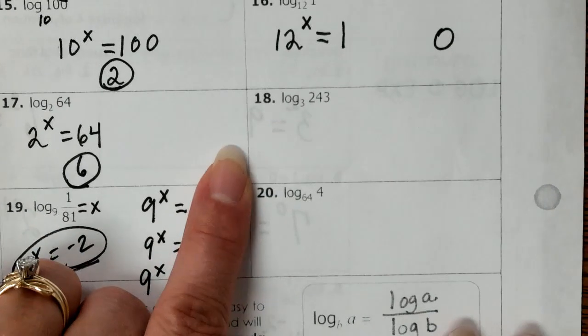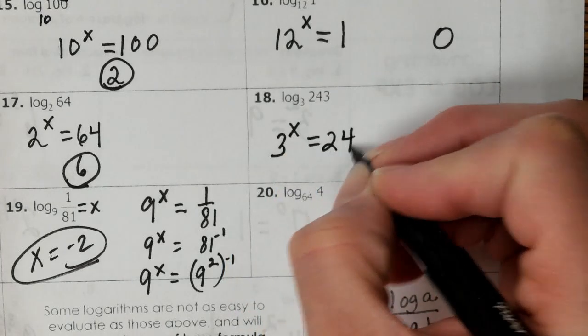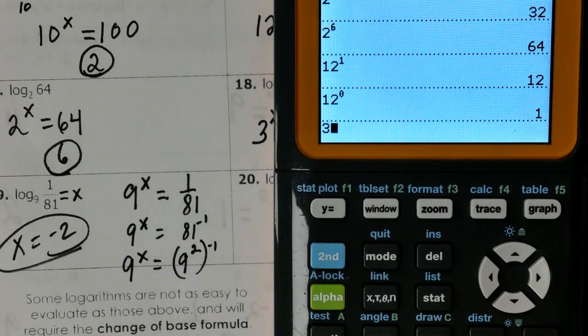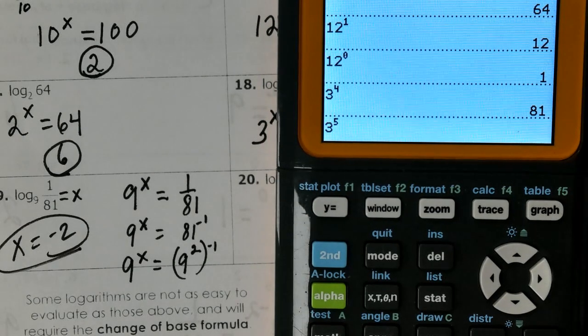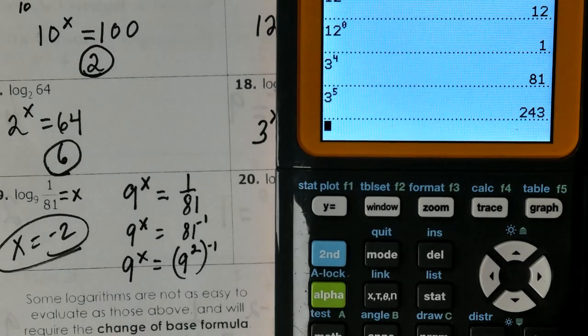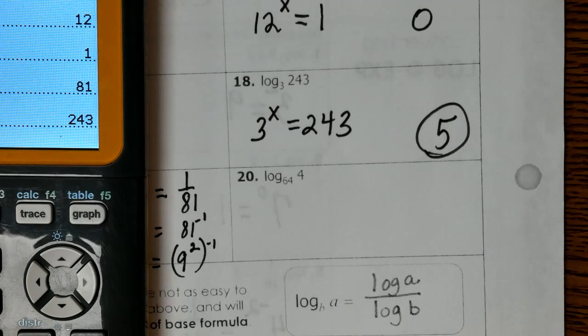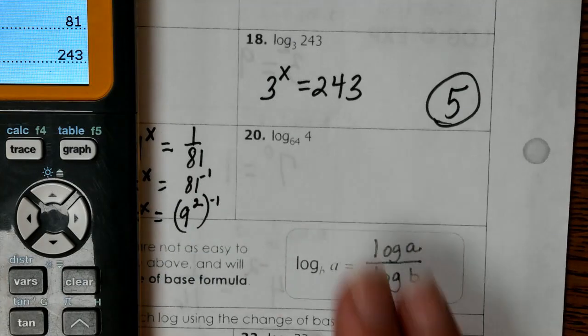Looking at number 18, 3 to what power is going to give 243? Now, when I did this one, I didn't remember all the powers of 3, so I just started with 3 to the 4th. And then I did 3 to the 5th. And I kept doing them until I found it, and I think 3 to the 5th, that was it, isn't it? Yeah. So 5 was our answer. So I just went through and kind of used my calculator as a useful tool, okay, because I didn't know all the powers of 3.